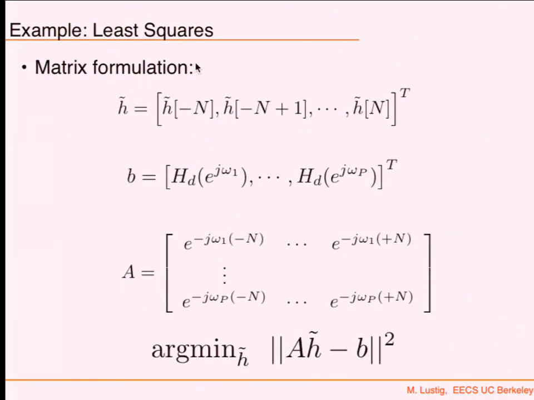Okay, so here's a matrix formulation of this problem. Pay attention now. H tilde, not H tilde of omega, right? H tilde is a vector now. It's a vector of length M plus 1 that on its values is going to have H tilde from minus N, capital N, all the way to plus capital N in terms of indices. So the middle of my filter is H tilde of n equals 0, the middle of my vector.